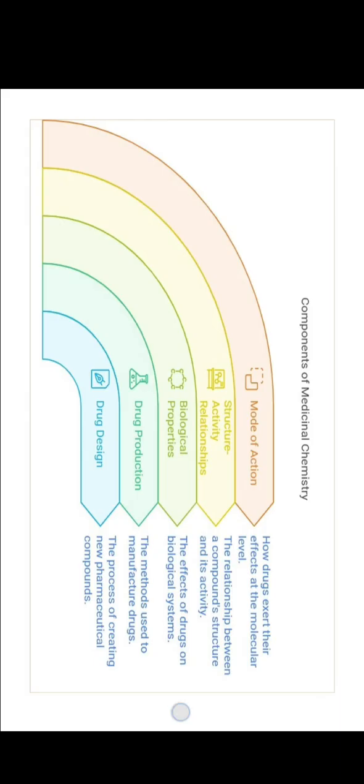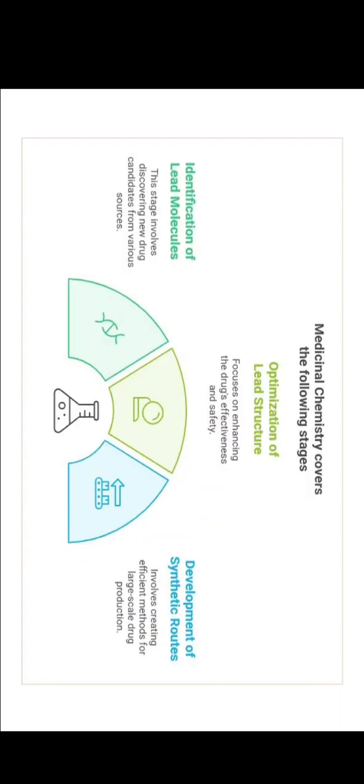The next slide. Stages in medicinal chemistry. Medicinal chemistry covers the following stages. Number one, identification of lead molecule. Number two, optimization of lead structure. Number three, development of synthetic route for large scale production. These stages ensure the development of effective and safe medication.